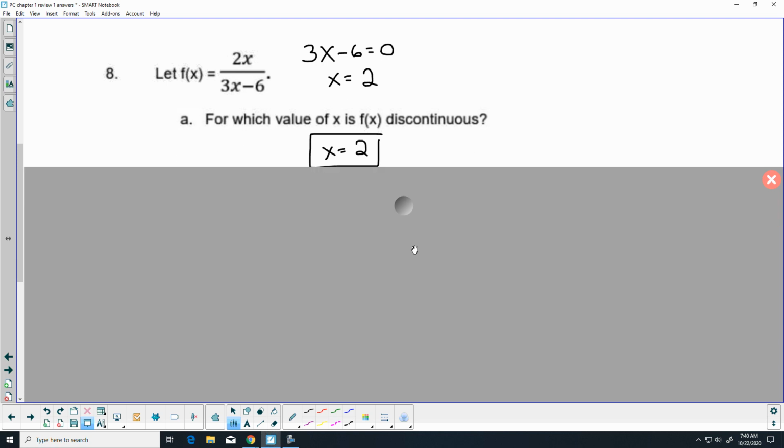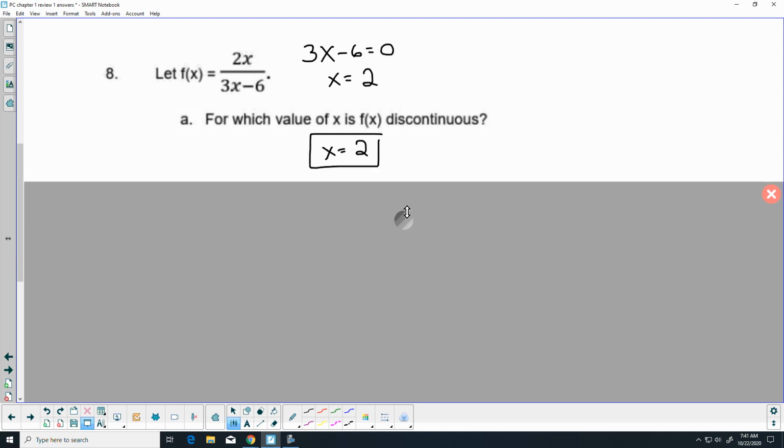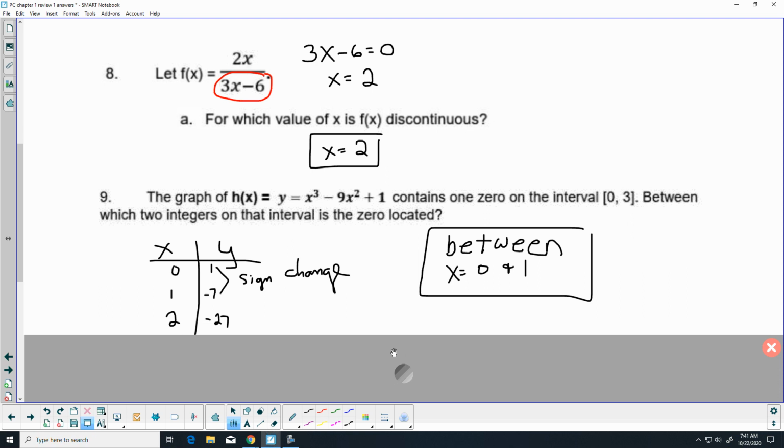So on 8, they're asking which value of x is it discontinuous? Well, it's discontinuous when it doesn't exist in the denominator. So take that denominator, set it equal to 0, and it's going to be 2. So you're going to have a discontinuity at x equals 2.